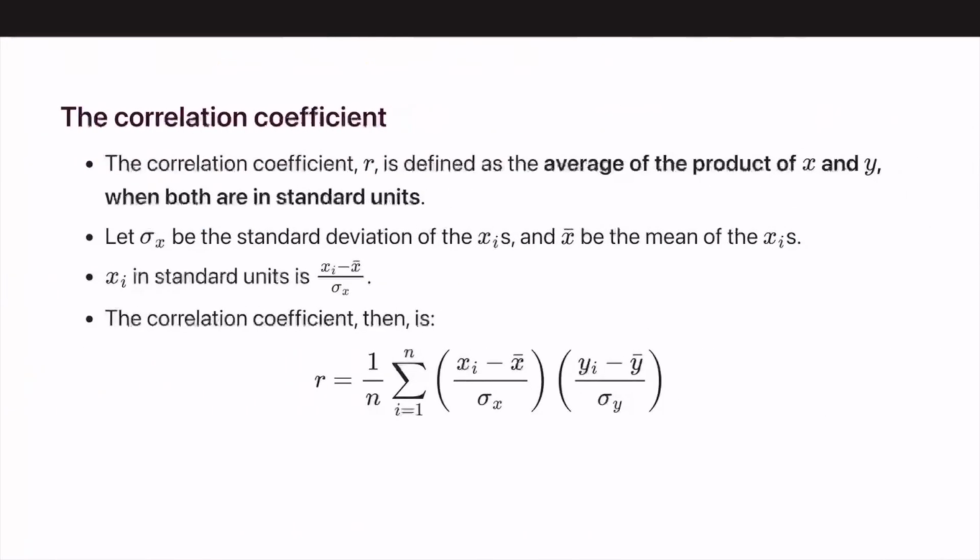Okay, so the correlation coefficient that we're using, there's several different correlation coefficients you can use, and in this class, the traditional one would be the Pearson correlation, or Pearson's R. The Pearson correlation coefficient is defined as the average of the product of x and y, when x and y are in standard units. So this equation here is putting x into standard units, and that's putting y into standard units.